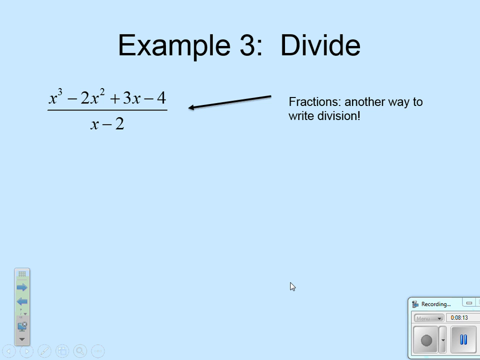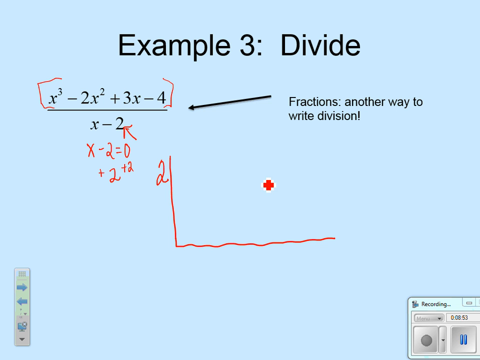Example number 3. Division can be written as fractions. This is just another way to write division. So I'm going to take this polynomial, x cubed minus 2x squared plus 3x minus 4, divided by the polynomial x minus 2. This is the divisor, but we don't put the divisor out here. We put what it's equal to. What's the solution? The solution is 2, because we're going to add 2 to both sides. So the 2 goes out in front. And then the coefficients and constants from this polynomial go inside.